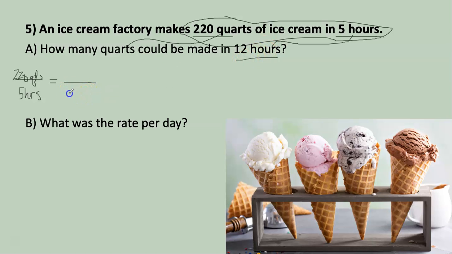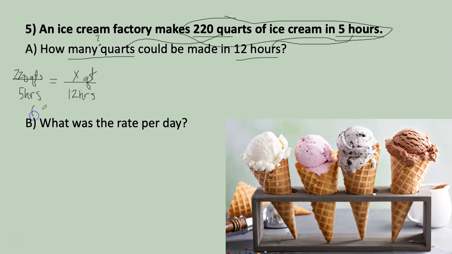Then in the question I'm being asked, in 12 hours, how many quarts can be made? So this is the question mark. This is the part I don't know. So that's going to be my variable. To have equivalent ratios, you got to make sure it's the same. So this would have to be quarts per hours, just like this side is quarts per hours. So check and make sure you have quarts across from quarts and hours across from hours.